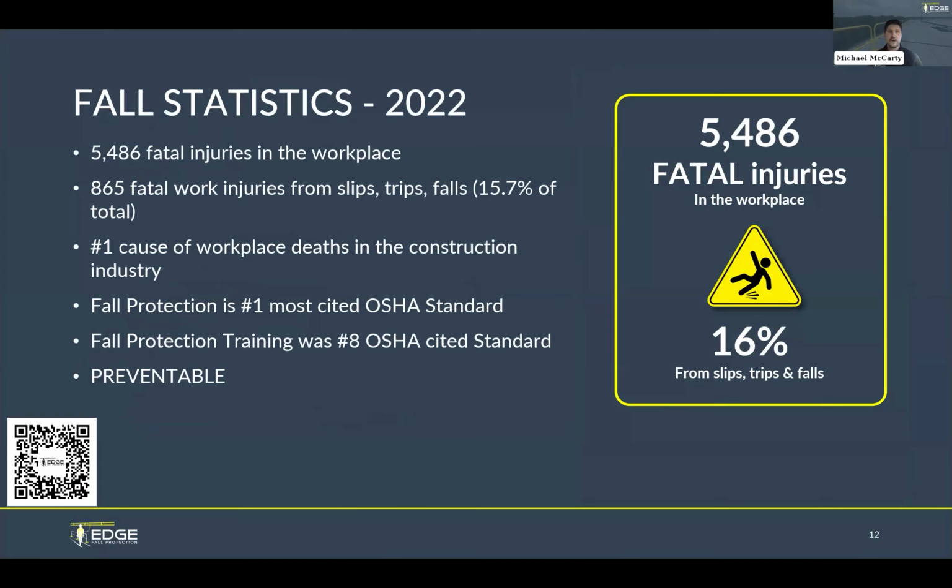It's the number one most cited OSHA standard. Fall protection training is the number 8 OSHA cited standard. It's 100% preventable. I mean, this is about 2 fatalities a day. So it's really a substantial problem that exists in the workplace.